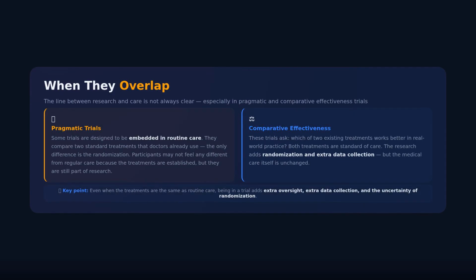Sometimes research and care overlap. Pragmatic trials compare standard treatments that doctors already use; the only difference is randomization. Comparative effectiveness trials ask which existing treatment works better. Even when the treatments are the same as routine care, being in a trial adds extra oversight, extra data collection, and the uncertainty of randomization.